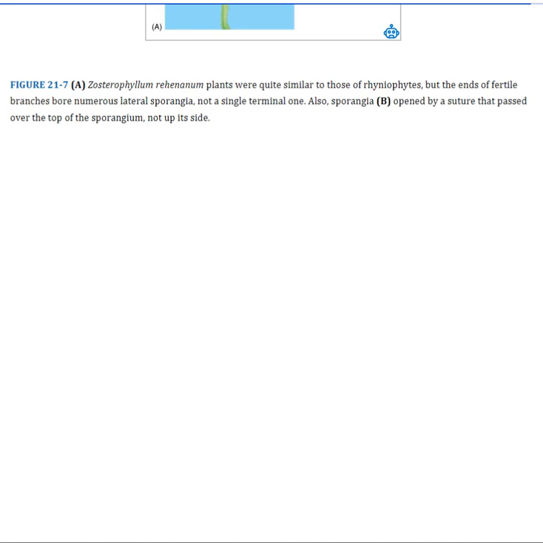Sporangial walls were several layers thick, and all spores were the same size, therefore, they must have been homosporous. Figure 21-7: Zosterophyllum rhianum plants were quite similar to those of rhyniophytes, but the ends of fertile branches bore numerous lateral sporangia, not a single terminal one. Also, sporangia opened by a suture that passed over the top of the sporangium, not up its side.